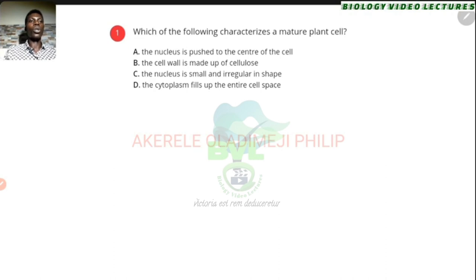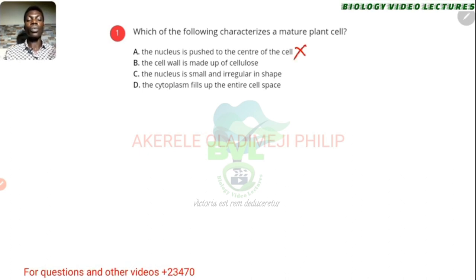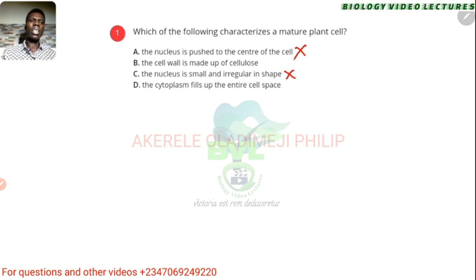Now, question one says, which of the following characterize a mature plant cell? It says here the nucleus is pushed to the center of the cell. That's off. The nucleus in a plant cell is not at the center, so that is not it. The cell wall is made up of cellulose. That made sense. The nucleus is small and irregular in shape. That doesn't really apply. We don't know that. Cytoplasm fills the entire cell space. Well, that is common to all cells, so it's not specific, really. Cytoplasm filling up the entire cell space doesn't talk about something specific to plants. But saying the cell wall is made up of cellulose, that made sense. I think the word mature plant cell is not much of an issue here. So the answer to that is going to be B.